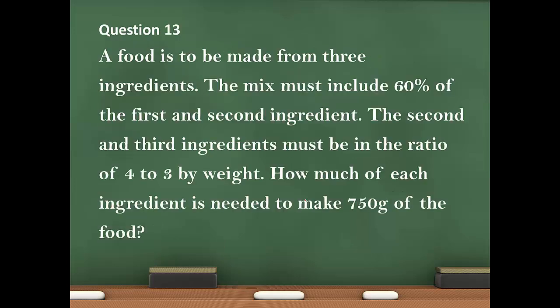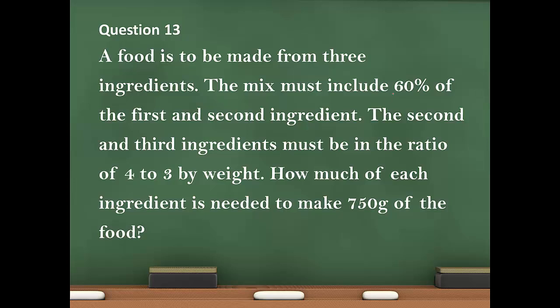Question 13. A food is to be made from 3 ingredients. The mix must include 60% of the first and second ingredient. The second and third ingredients must be in the ratio of 4:3 by weight. How much of each ingredient is needed to make 750 grams of the food? This is another variety of question. Let's look at this for a moment.